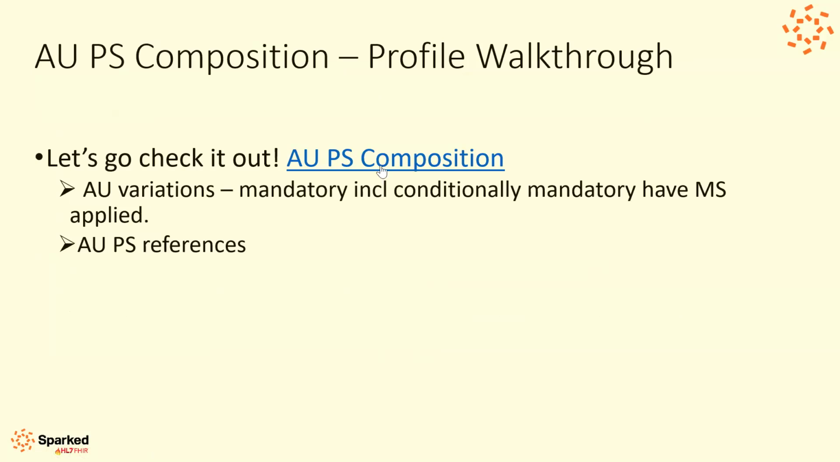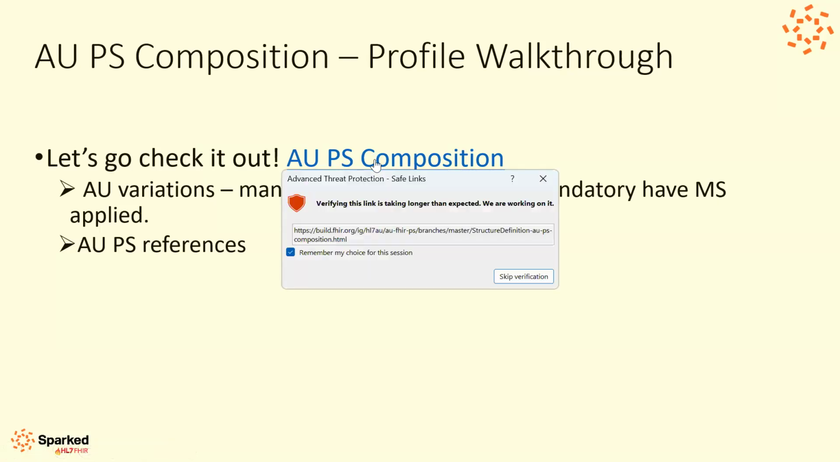Because there's no AU Core profile for composition, it's almost entirely the same as IPS. There's a couple of notable differences. All the profiles it references are our profiles, AU Patient Summary. And the other is, in Australia, we have a pattern of setting must support on mandatory items, including conditionally mandatory. So we'll come to that.